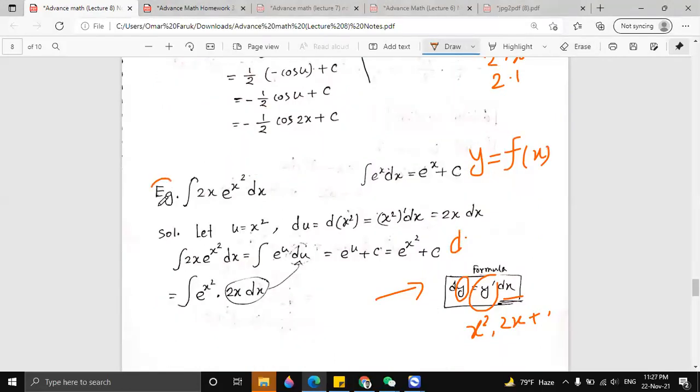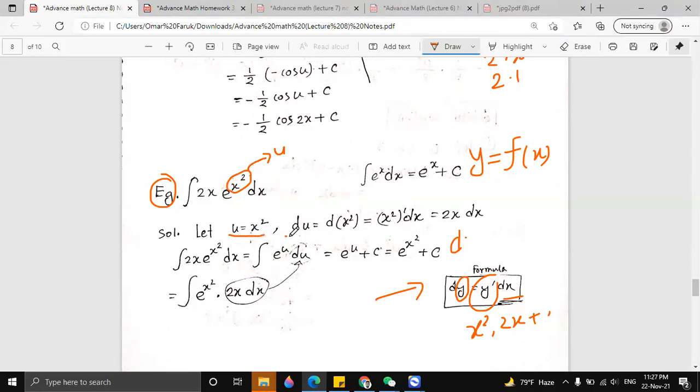So number 2, second example, we have the integration of 2x e to the power x squared dx. Again, we know the formula of e to the power x, but we don't know the formula of e to the power x squared, right? So the main problem is here, x squared. So we just let it be u. So u is equal to x squared.